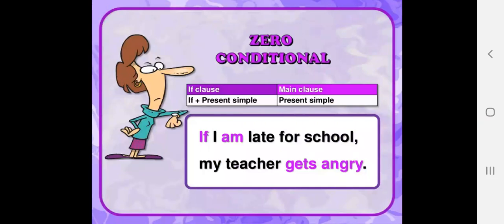The first one is the zero conditional sentence, in which we have an if clause and the main clause. In the if clause, we use if and the simple present tense. And in the main clause, we use the simple present tense. This zero conditional we use for universal truths, for obvious facts.